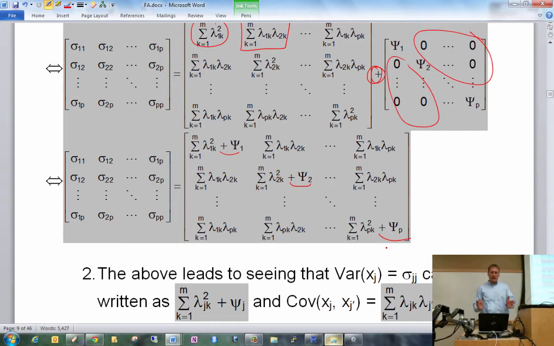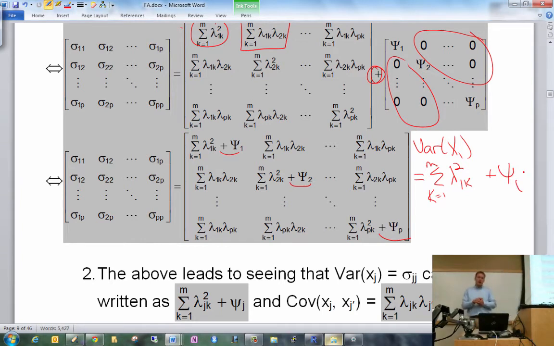So what this means for us is this. For example, the variance of x1, based upon our model, looks like this. Take the sum over all your common factors of the corresponding lambdas for that x, and then plus the specific variance for that corresponding specific factor.